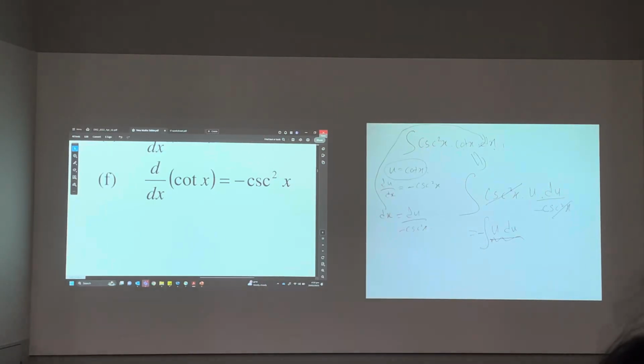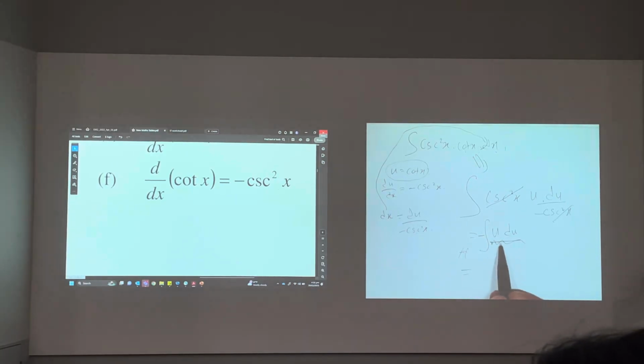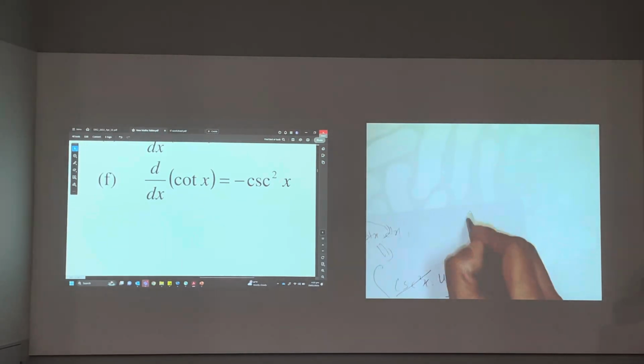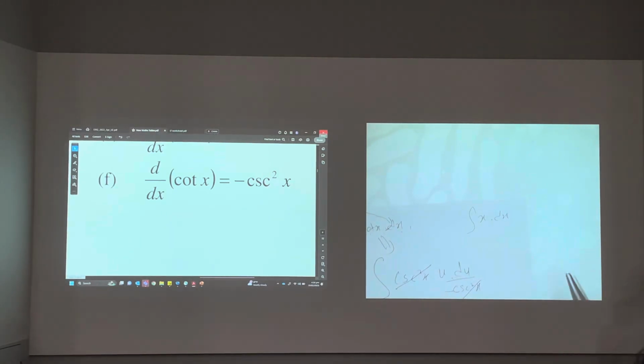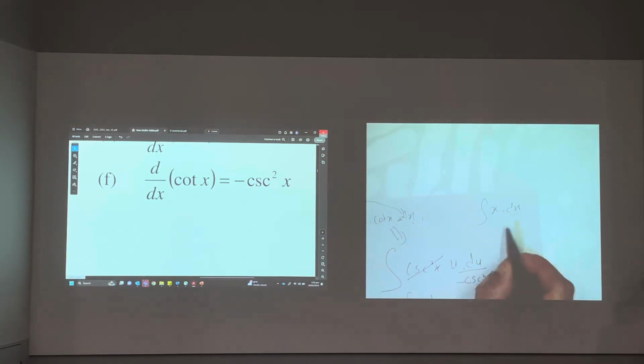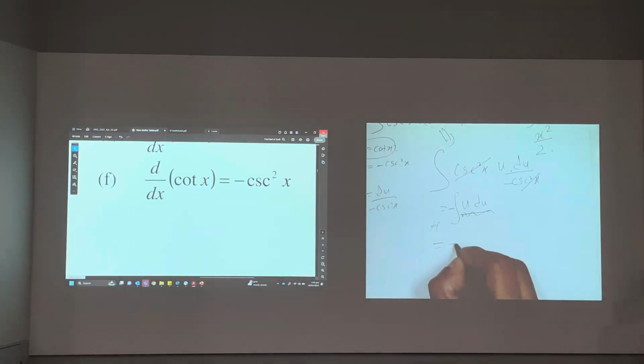Then integrate u du. What do you get? You have to integrate first, right? No, not yet. You have to integrate u with respect to du. What do you get when you integrate x dx? X square divided by 2. So same thing, when you integrate u, it becomes minus u square divided by 2.